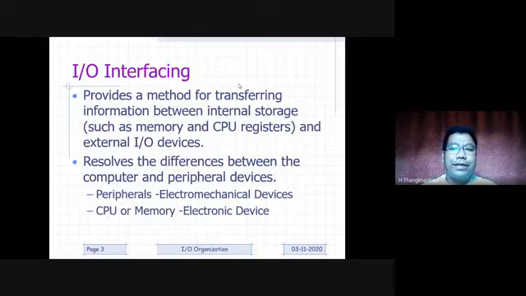This I/O interfacing resolves the differences between computers and peripheral devices. You need to know the difference between computers, online devices, as well as peripheral devices. Peripheral devices are mostly electromechanical devices. They do not operate on digital signals, but they operate on mechanical signals. CPU, memory, etc., are electronic devices. So electronic devices are much faster than the mechanical devices. All right.